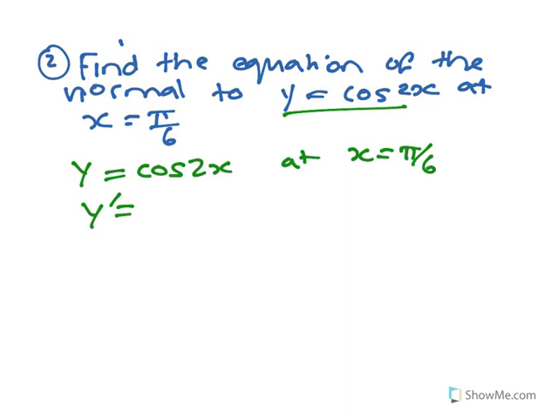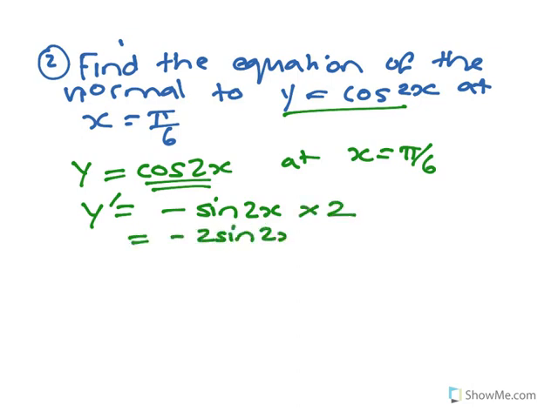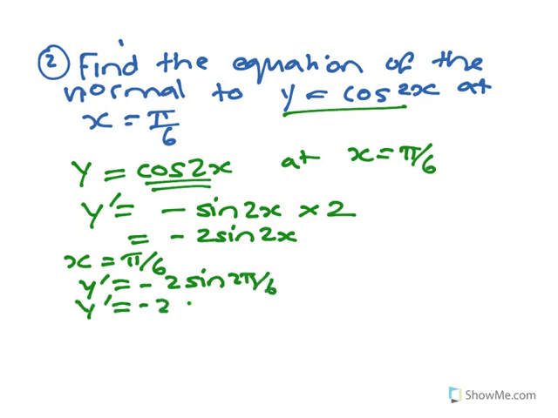To differentiate, cos 2x will go to minus sine 2x times 2, because you're timesing by the derivative of the inside, so that's minus 2 sine 2x. At x equals pi on 6, y dash is minus 2 sine 2 pi on 6. Y dash is minus 2 sine, they cancel, you get pi on 3, sine 60, which is minus 2.